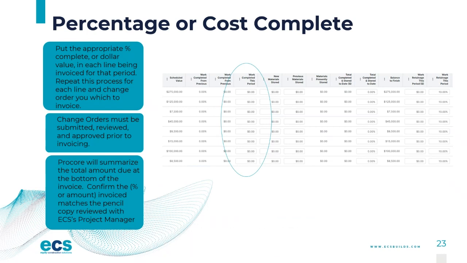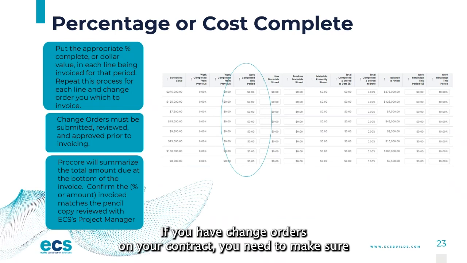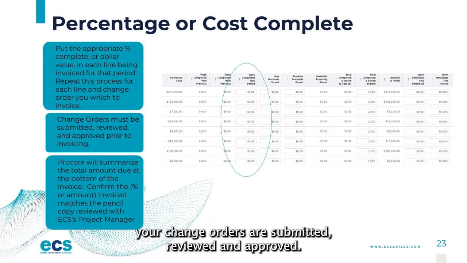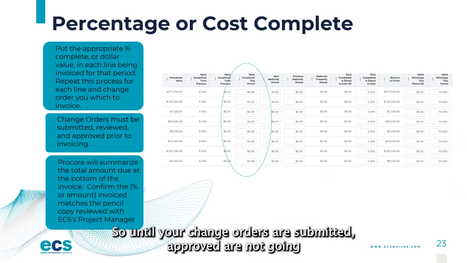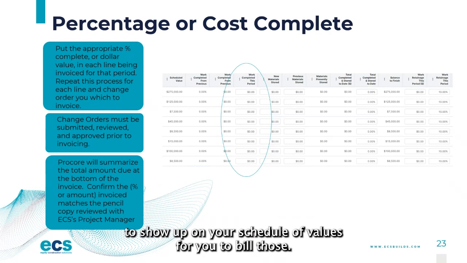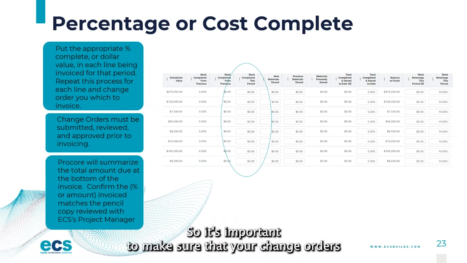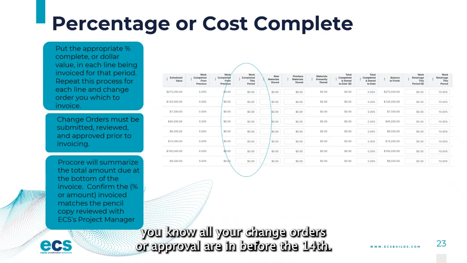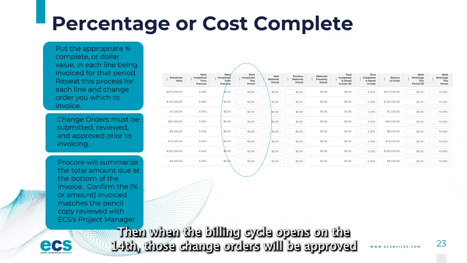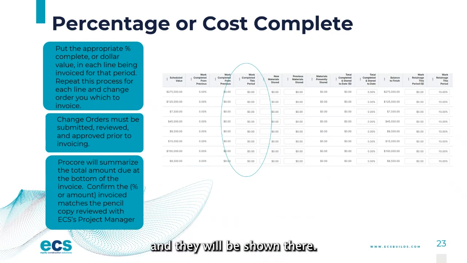If you have change orders on your contract, you need to make sure your change orders are submitted, reviewed, and approved. So until your change orders are submitted and approved, they're not going to show up on your schedule values for you to bill those. So it's important to make sure that all your change orders for approval are in before the 14th. Then when the billing cycle opens on the 14th, those change orders will be approved and they will be shown there so you can bill against those as well.